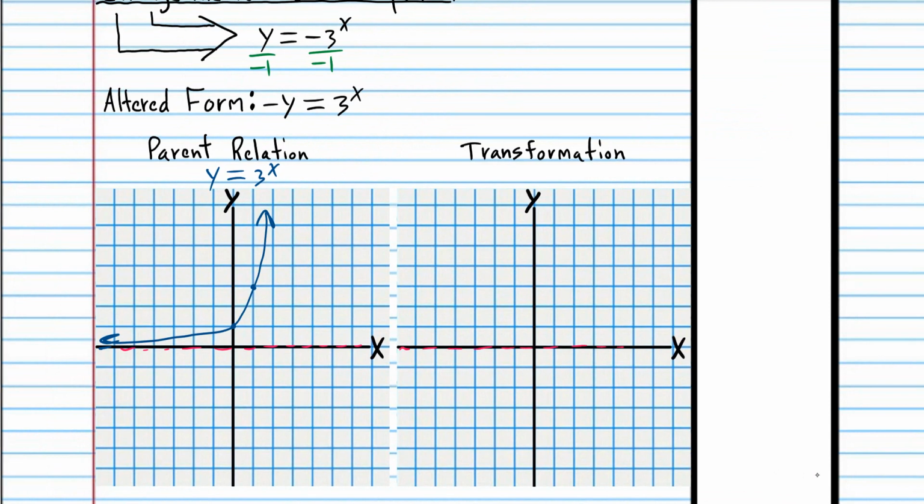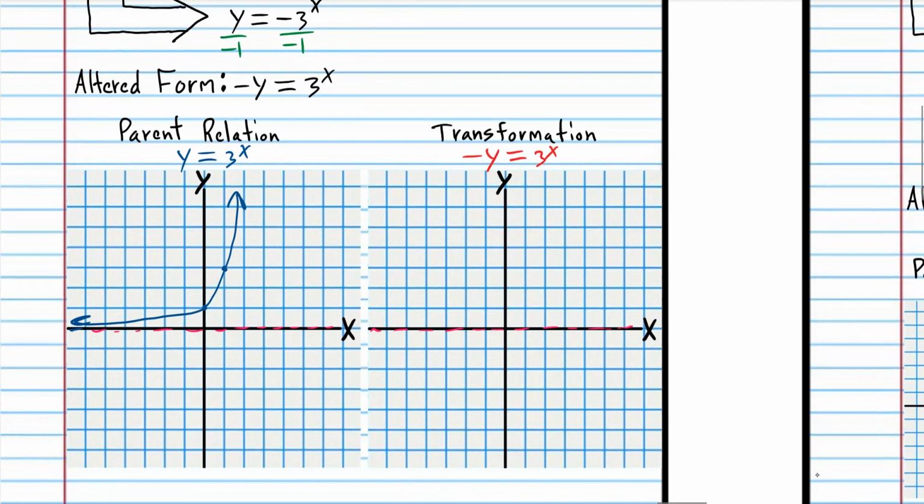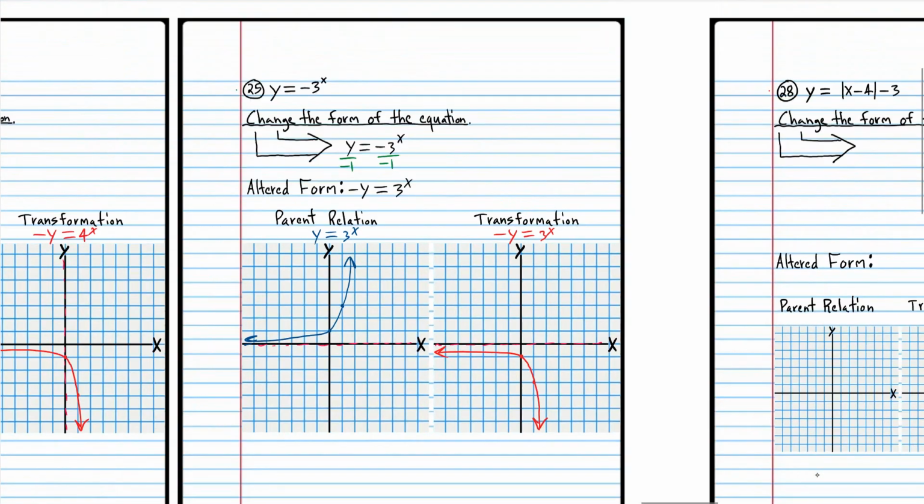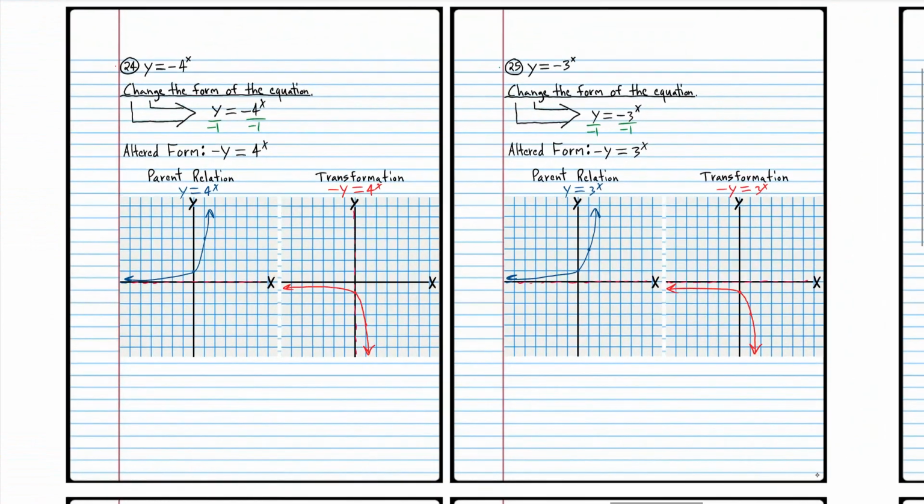But now we're going to graph -y is equal to 3 to the x. So that's going to reflect across the x-axis because we're writing a negative on y. Remember, it's always the exact opposite of what you would think. So if you got that one right, excellent. Good job.